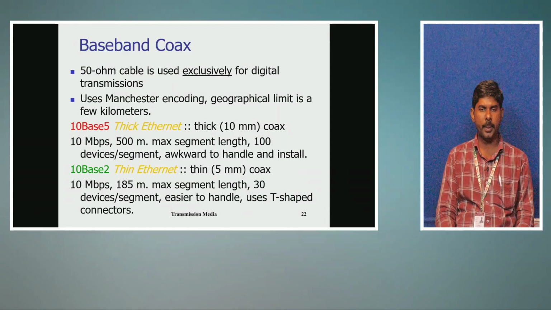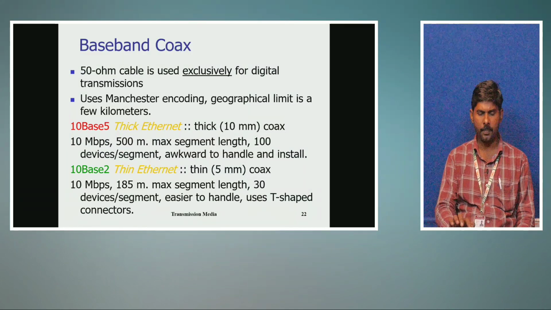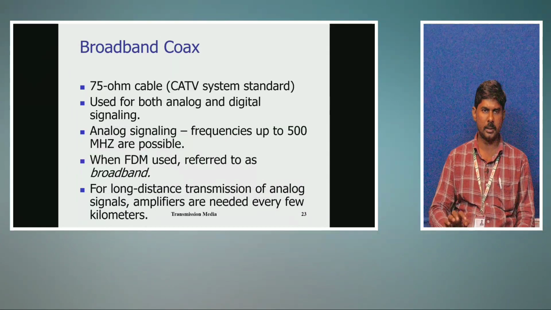For example, 10BASE5 is called thick Ethernet: 10 Mbps, 500 meters maximum segment length, 100 devices per segment. Similarly, 10BASE2 is called thin Ethernet, with 5 mm thickness: 10 Mbps, 185 meters maximum segment length, 30 devices per segment, easier to handle, and it uses T-shaped connectors.